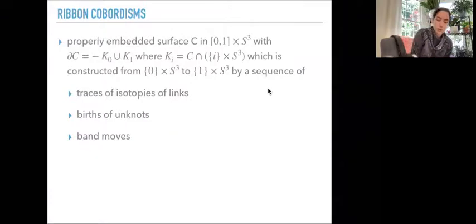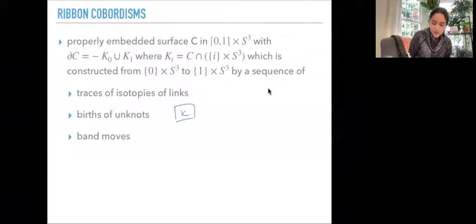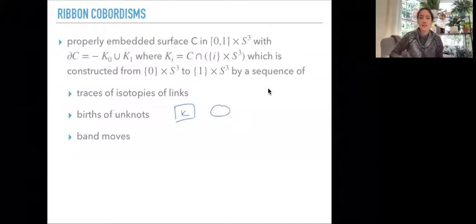You have births of unknots. What I mean by that is if you have your knot here and you just add in an unknot, this is a zero handle attachment, that is another way to build a ribbon cobordism, and we also have band moves, which I'll give you an example of in a second.